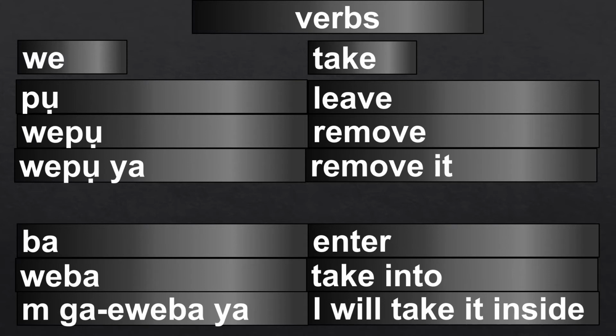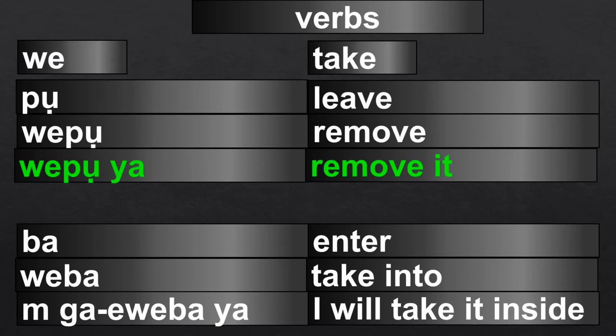Let's take some examples of compounding. We have the verb we, which is take, and the verb po, which is live. When we combine the two, take and live, it becomes wepo. So we and po becomes wepo, which is now a compound verb because it's two verbs joined together to form one verb, wepo, which is now remove. For example, wepo ya, remove it.